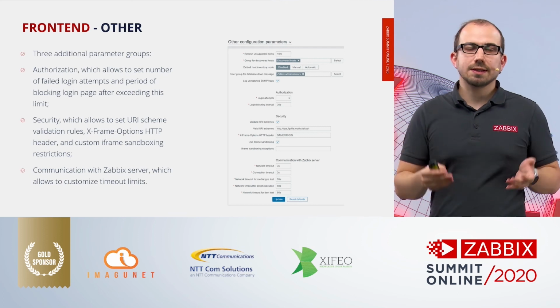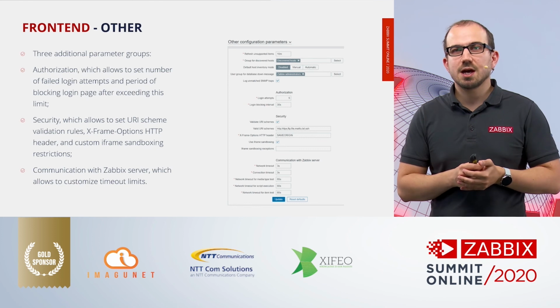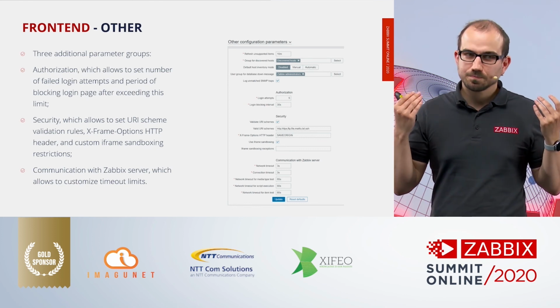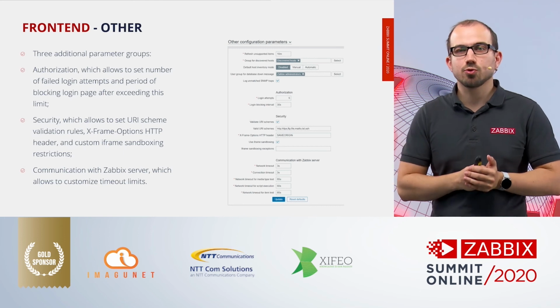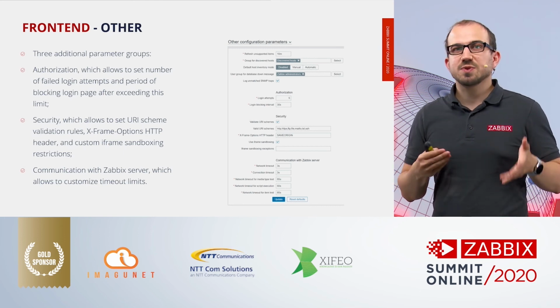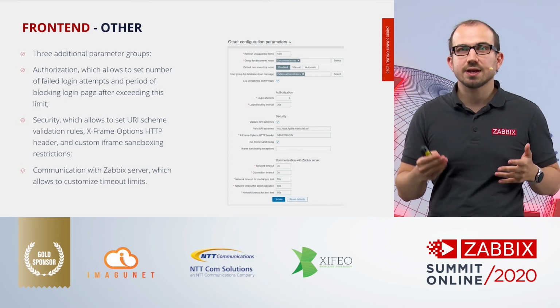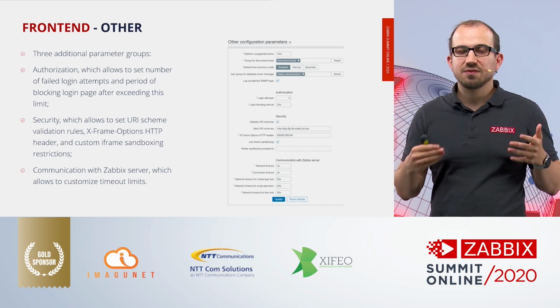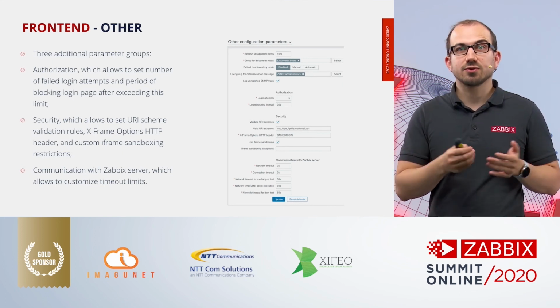Plus the front end Other. Remember, it had just a couple of options. Now you have a lot of fields to select from. There are 3 additional parameters grouped to summarize. Now you can specify settings about authorization, which allow you to set how many failed login attempts a user should make to actually get logged out from the system.